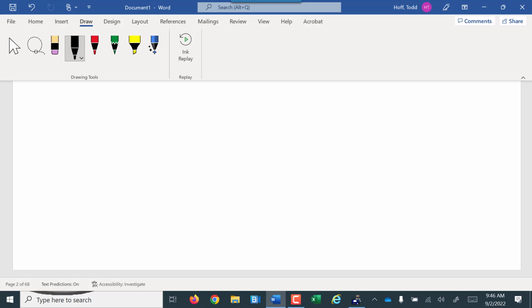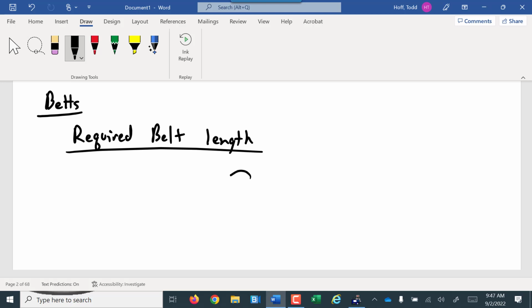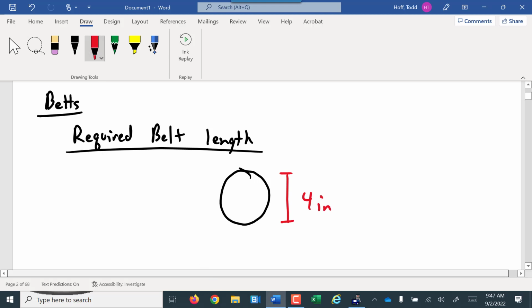So one of your big topics for this semester is belts and pulleys. If you're looking at the required belt length for a pulley system, well, a pulley is just a circle. If you have a 4-inch diameter pulley, the distance around that pulley is just simply the circumference of the circle.